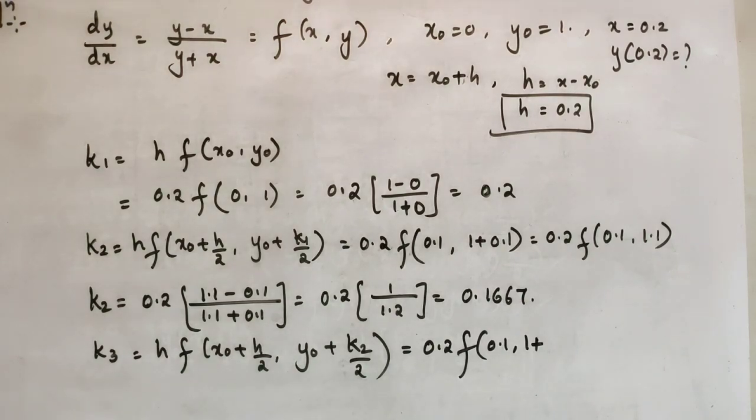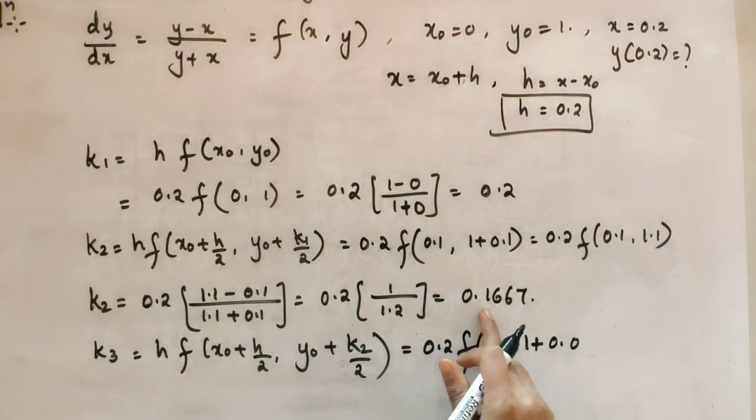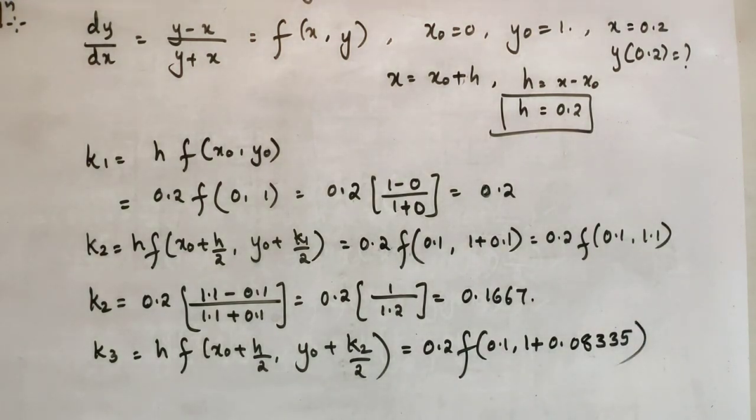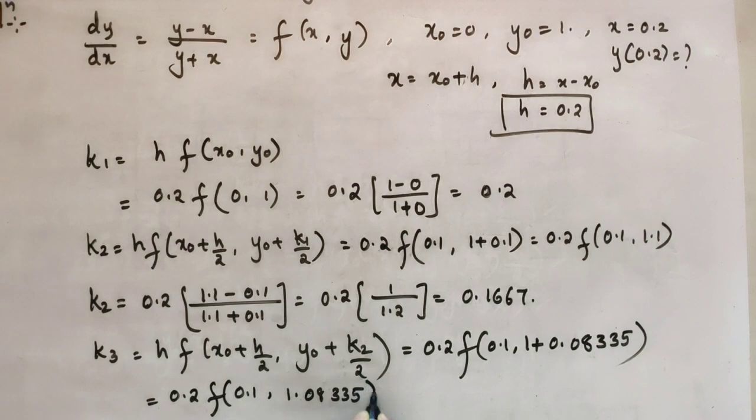0.0833 and 5. Just check it, all of you. You must be getting this. And then when you simplify this, you will have 0.2 times f of 0.1 comma 1.08335. Now use this in your calci and simplify using the function definition.